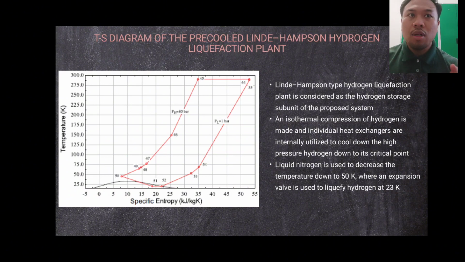Second, an isothermal compression of hydrogen is made, and individual heat exchangers are internally utilized to cool down the high-pressure hydrogen to its critical point. And last, liquid nitrogen is used to decrease the temperature down to 50 Kelvin, where an expansion valve is used to liquefy hydrogen at 23 Kelvin.